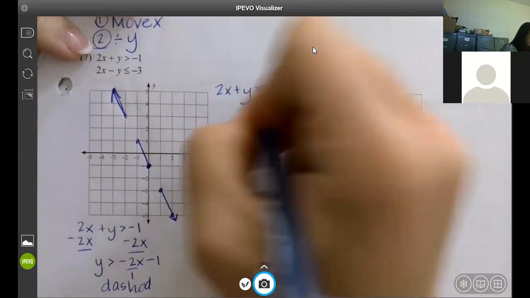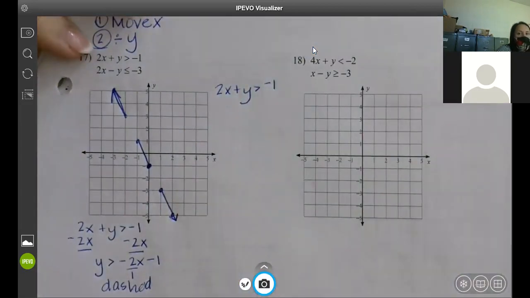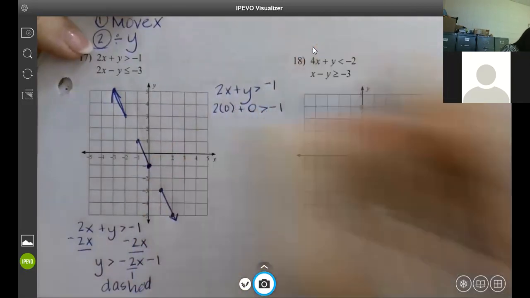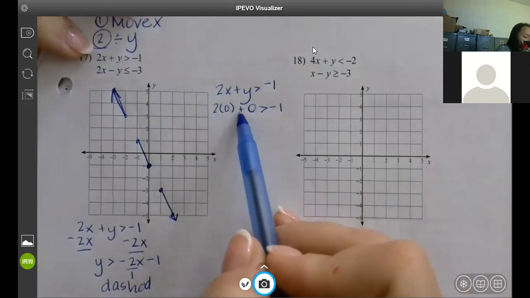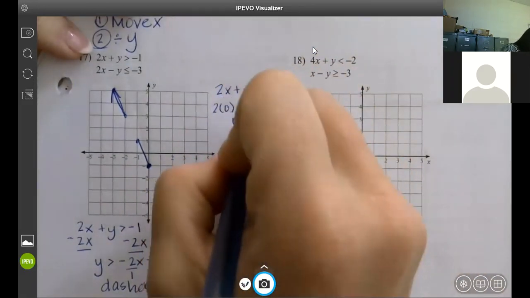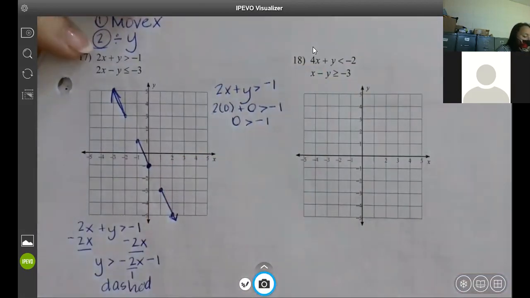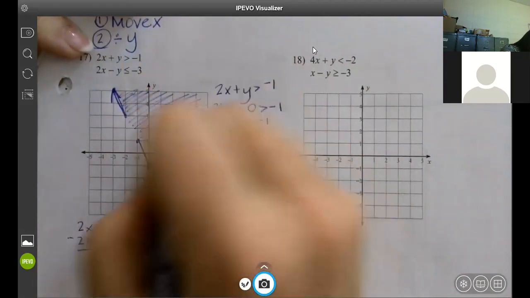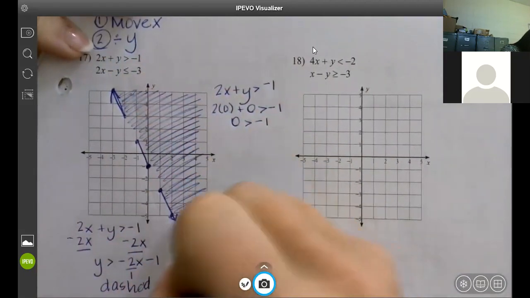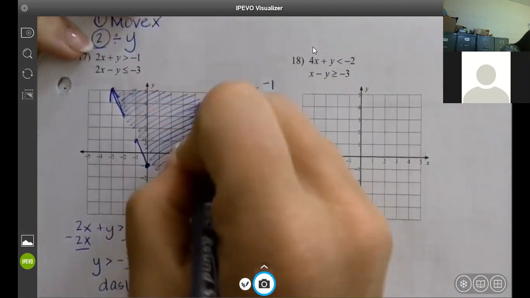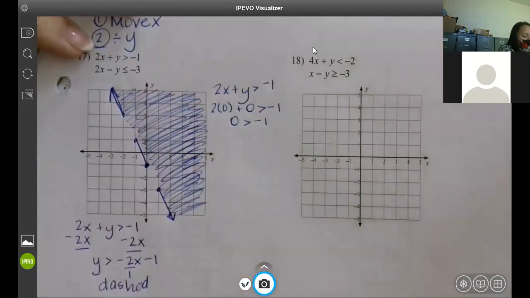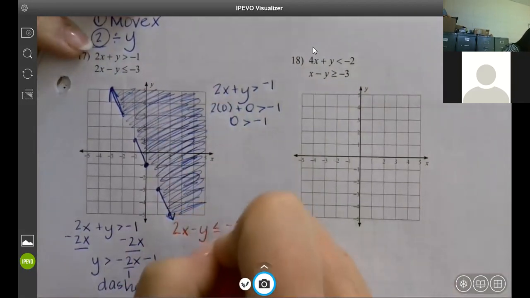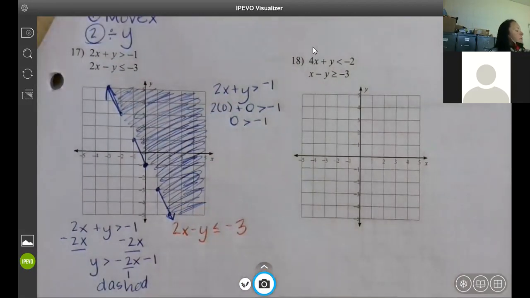We're going to take that inequality, and because it doesn't go through 0, 0, we're going to plug it in. 2 times 0 is 0, plus 0 is 0. Is 0 greater than negative 1? Yes. So we're going to shade the side with 0, 0. And then we're going to do the same thing with the other equation.